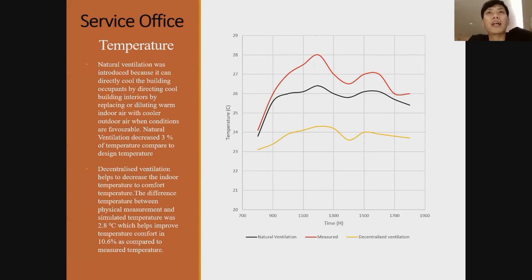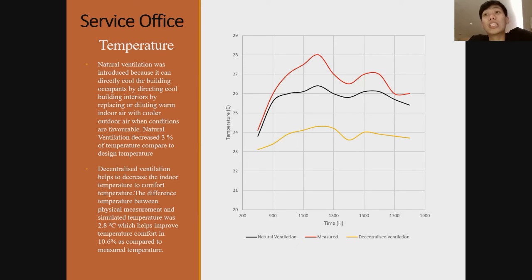So for the result, for the service office in terms of temperature, as you can see, the red color one is the measurement, the black color one is natural ventilation, and the orange color one is decentralized ventilation. Natural ventilation was introduced because it can directly cool the building interior by replacing and diluting the warm indoor air with cooler outdoor air when the conditions are favorable. Natural ventilation decreases 3% in temperature compared to the design temperature.